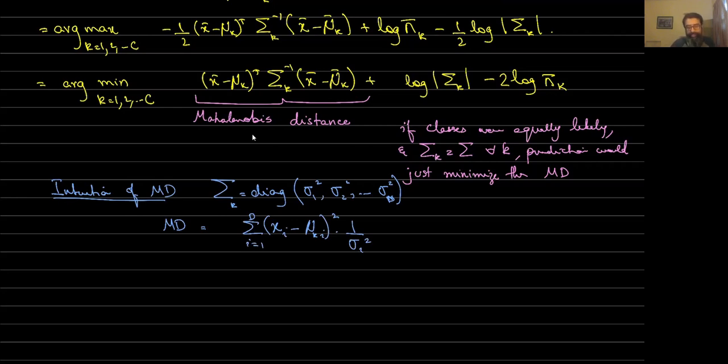For this weighted distance measure, if sigma I is small, this distance is going to have a very high weightage. The contribution of that coordinate is going to be very high. If sigma I is large, the contribution of that coordinate I is going to be small. Does that make sense? Why would it make sense? Yes, sir, it makes sense. Why does it make sense?